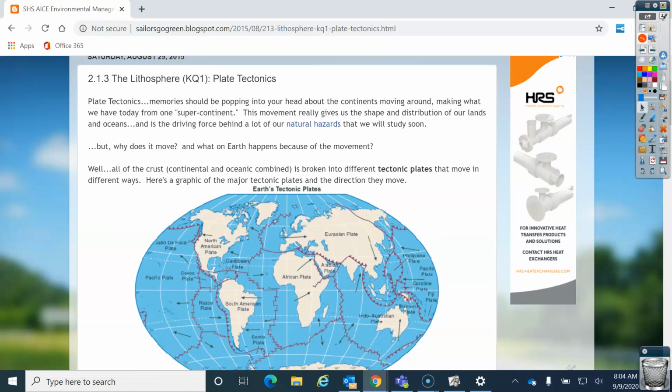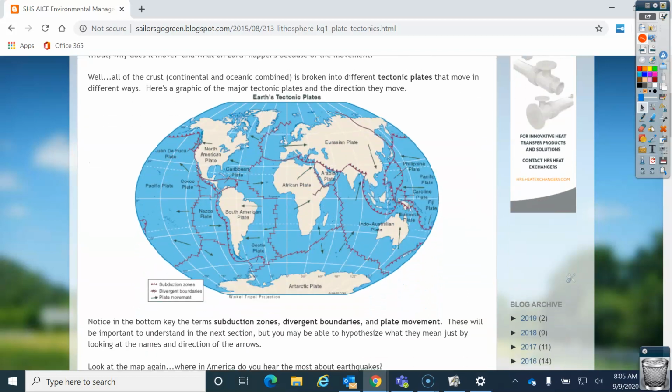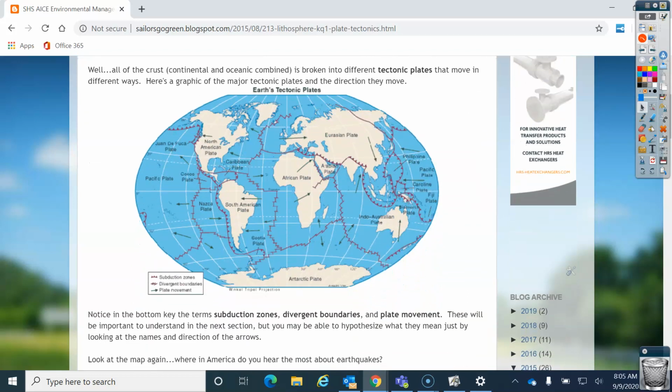But why does it move? And what on earth happens because of the movement? Well, all the crust, not just the continental, which is what we call the land-based crust, but the ocean floor as well, the oceanic crust, is broken into different tectonic plates that move in different ways. Here's a graphic of the major tectonic plates and the directions that they move.